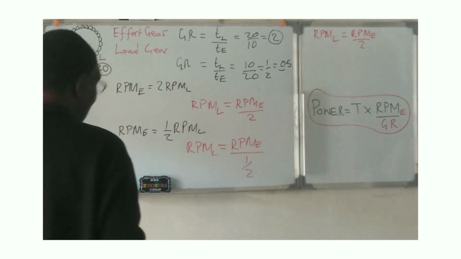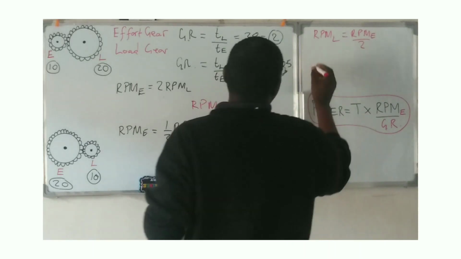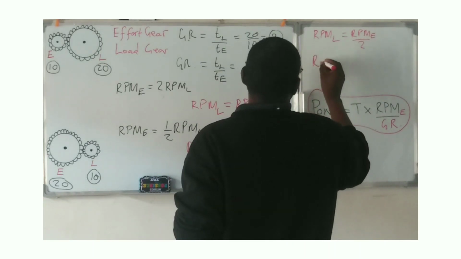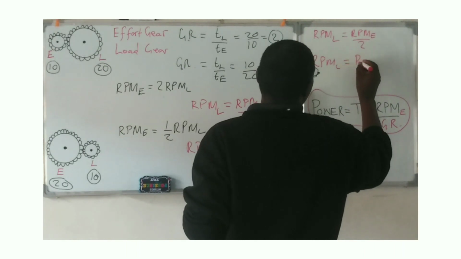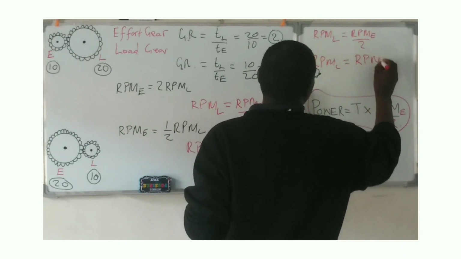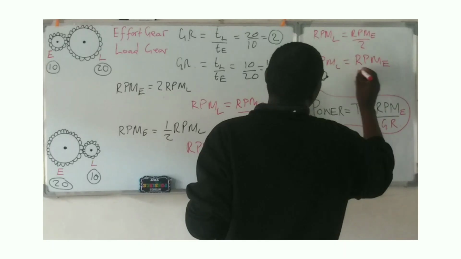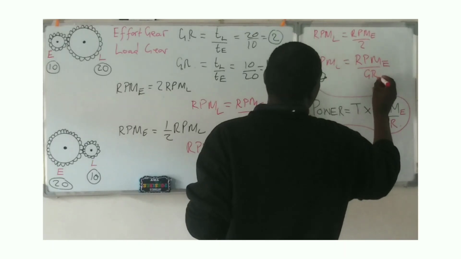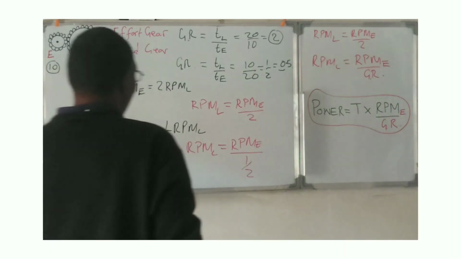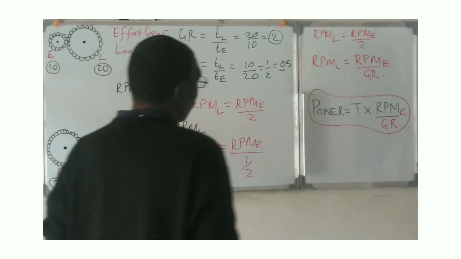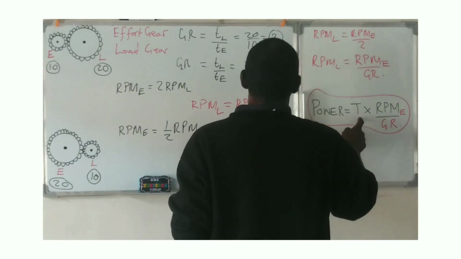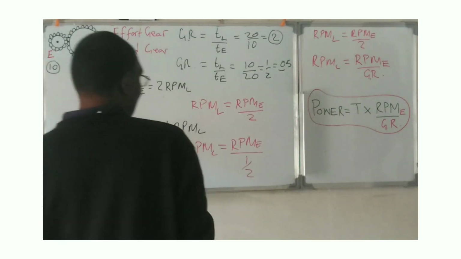So let's record it here on top. So we can say RPM in the load gear is equal to RPM in the effort gear divided by the gear ratio. Okay, so what's the next step? Let's talk about torque. What exactly is torque?